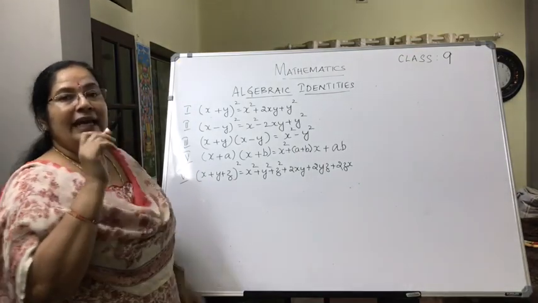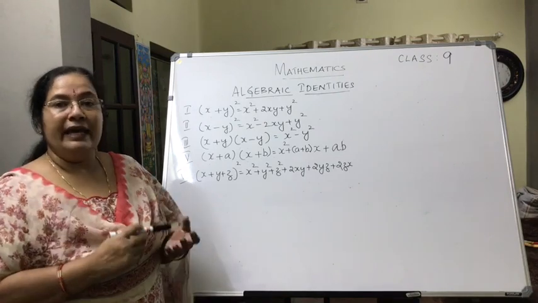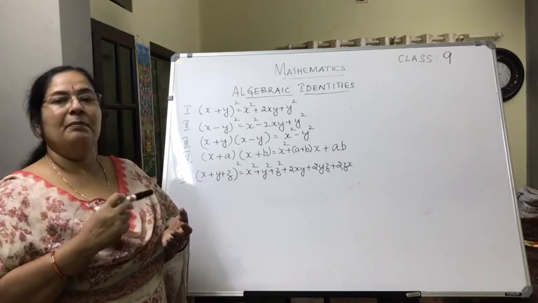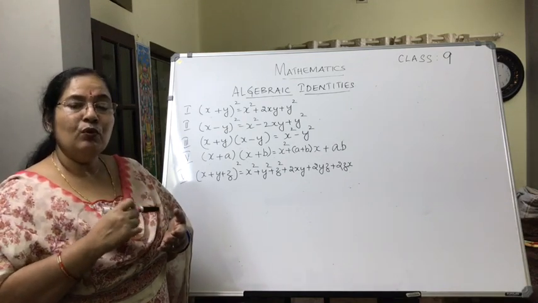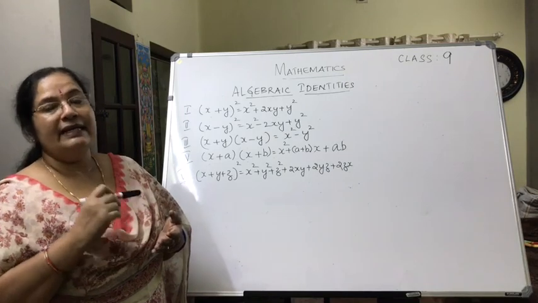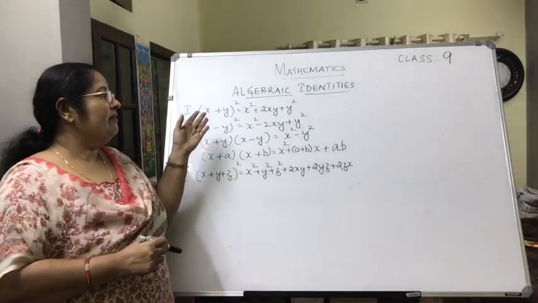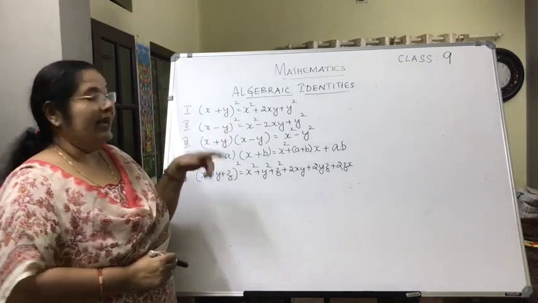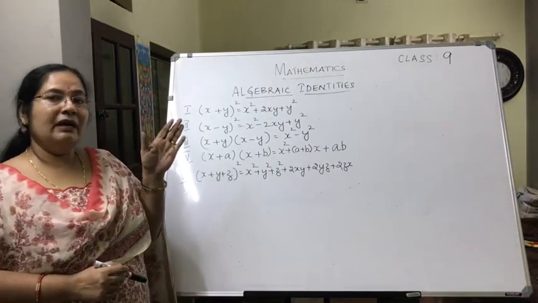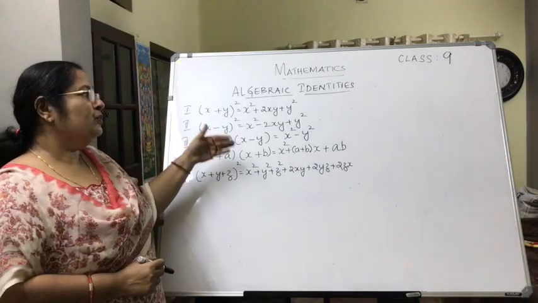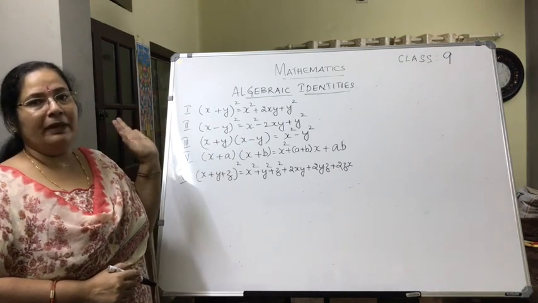The fifth one is x plus y plus z the whole square is equal to x square plus y square plus z square plus 2xy plus 2yz plus 2zx. These are the 5 identities which are in relation to squares. So learn these identities. Now we'll be learning how to use these identities to solve problems, or applications of these identities we'll be looking into. One by one we will take.